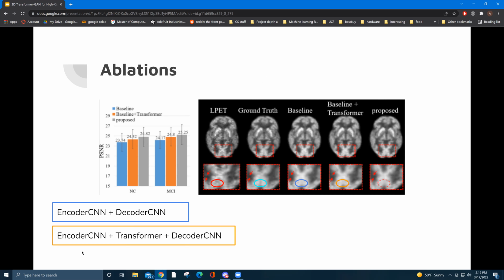The second test they ran is just implementing a transformer into their encoder CNN and decoder CNN, and that raised their performance up quite a bit. And by the way, the NC is the normal control, and then MCI is the set with cognitive issues, basically. And then finally, the proposed method was scoring the highest, and that shows the clearest produced imagery.